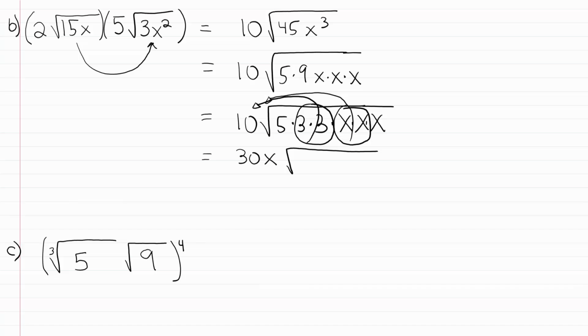Inside the radical, we'll still have a 5, and we will have an x that can't get out because they don't have a partner to escape with. So we end up with the answer 30x times the square root of 5x. Okay, so that's it.